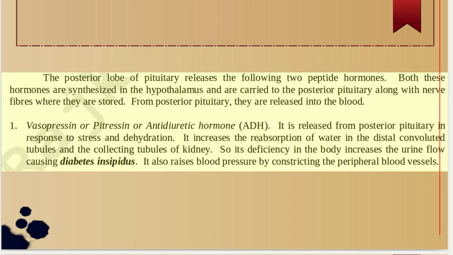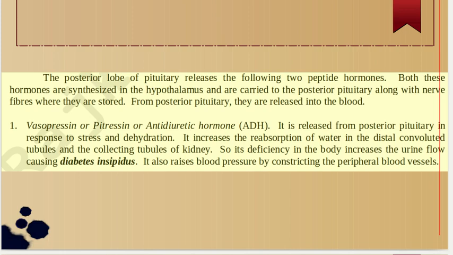Deficiency of this ADH, or vasopressin or pitressin, causes diabetes insipidus, where individuals pass dilute urine and lose an excess amount of water. The kidneys fail to reabsorb water in the distal convoluted tubule and the collecting tubules. It also raises blood pressure by constricting the peripheral blood vessels. That is the antidiuretic hormone, or pitressin, also called vasopressin. It is generally released in response to stress and dehydration, but its deficiency leads to diabetes insipidus.